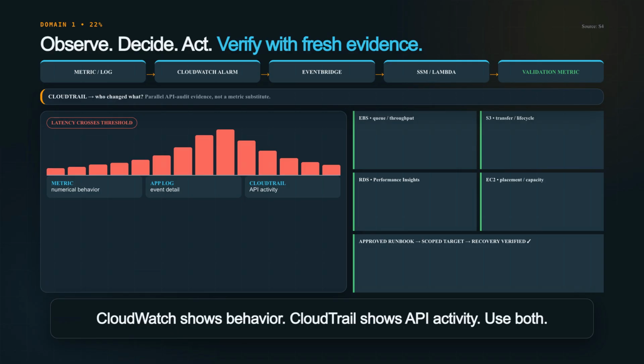Study tip: build the chain once, then compare what a metric, an application log, and an API audit event can actually prove. Also practice reading EBS, S3, RDS, and EC2 performance signals before changing capacity.